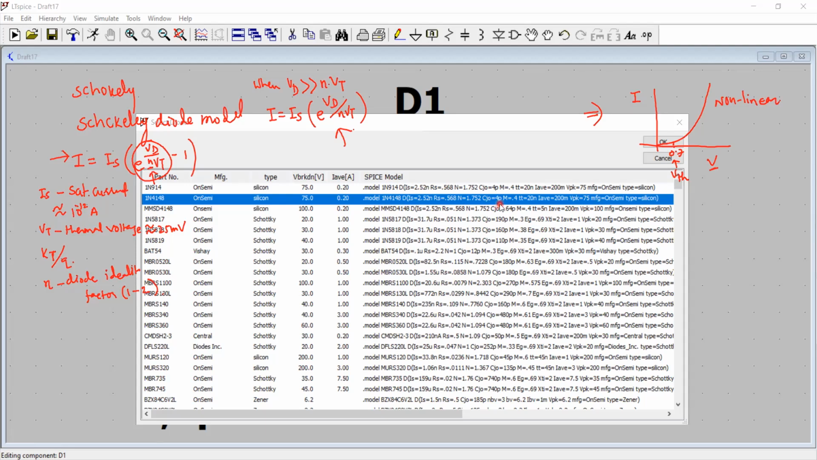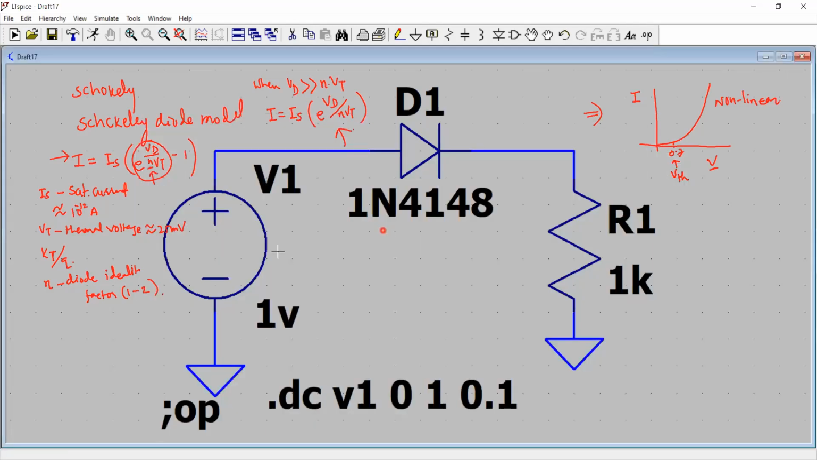There is a capacitance between when it is connected there, right? Then there is a term M, TT, I average, V peak, manufacturer number, and type silicon. So that's your model. Now voltage source is connected. I am connecting a load of 1K, and now the circuit is completed. So I want to first know the operating point of this circuit.